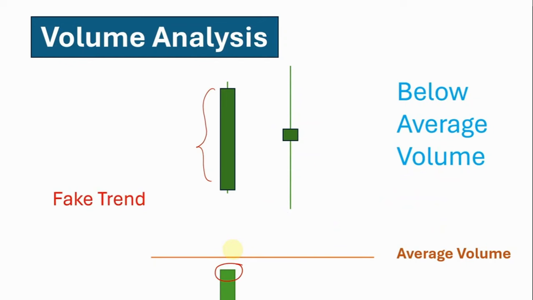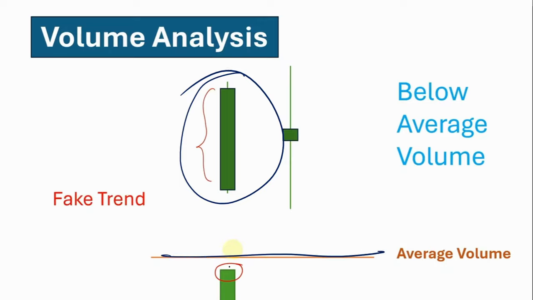If a widespread candle forms with below average volume, it still represents a genuine but weak trend. If a widespread candle forms with below average volume, it is still genuine, but it is a weak trend.